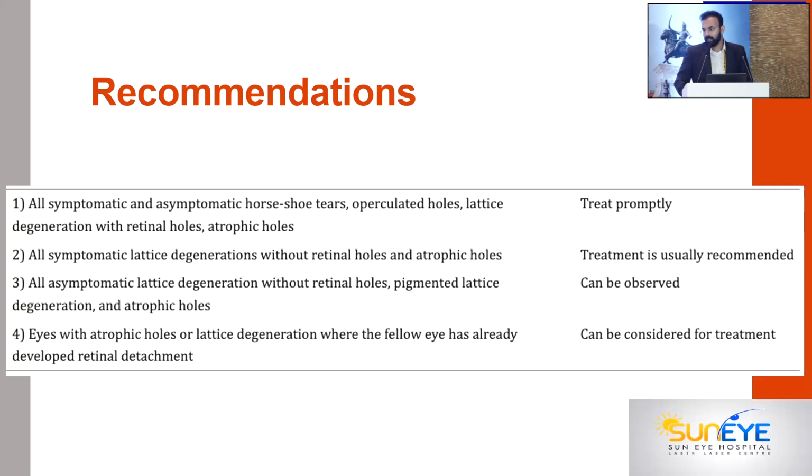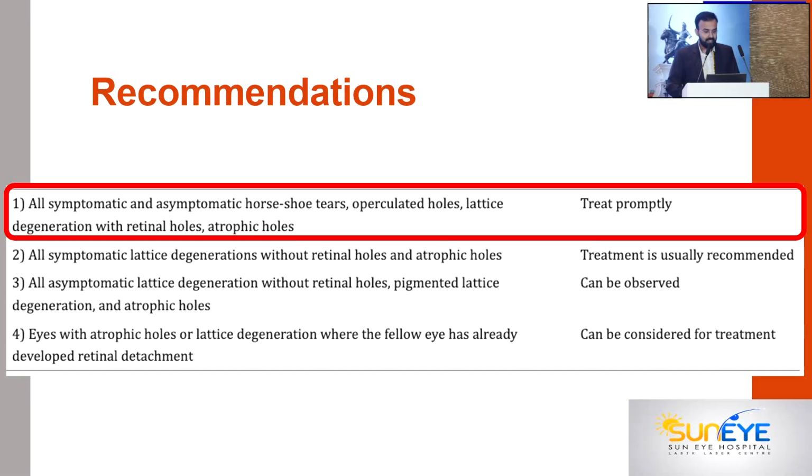So this I've taken from AIO. Basically it's more on the Western data. We are still lacking a study on Indian data, which basically says that all symptomatic and asymptomatic horseshoe tears, HSTs, operculated holes, lattice degeneration with holes and atrophic holes should be treated promptly. So anything which has a hole, anywhere where the retina is missing, you have to treat. If it's HST, you have to treat.